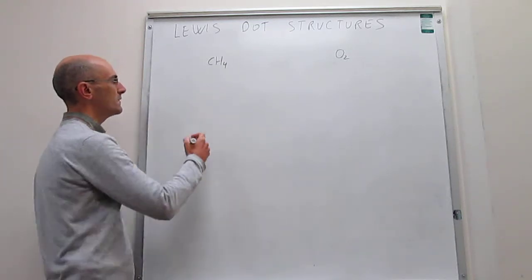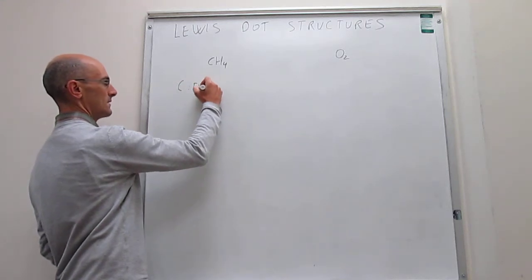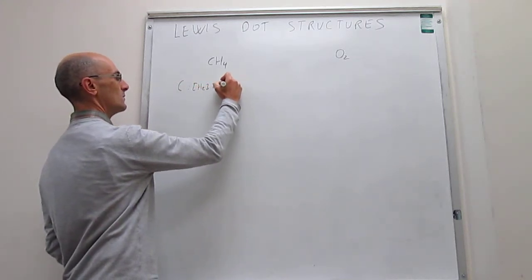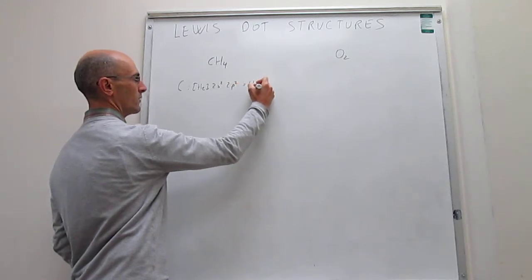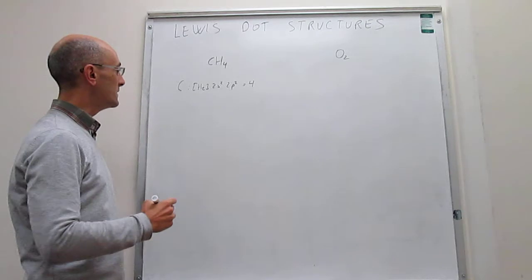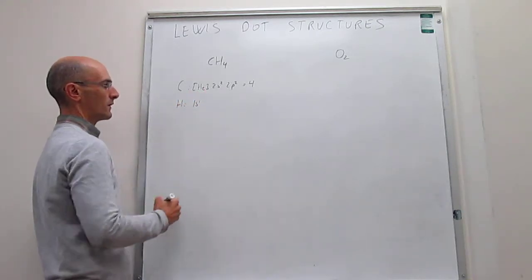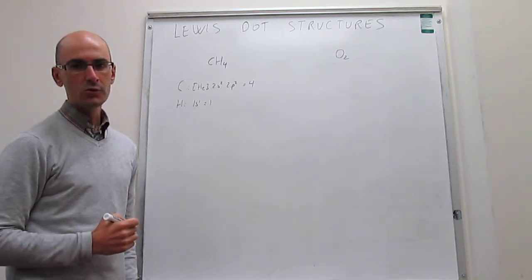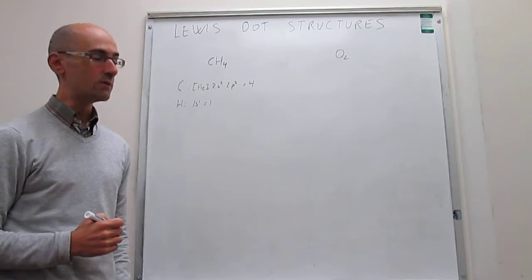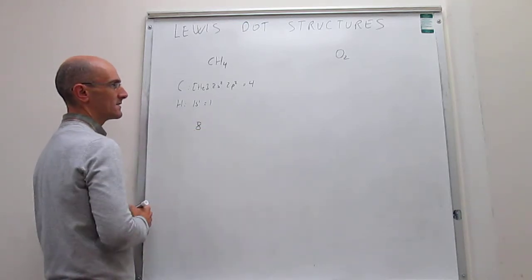So you come to methane and see what the electronic configuration of carbon is, and that is helium 2s2 2p2. That means that carbon contributes 4 valence electrons. Then you have hydrogen, which is a 1s1 electronic configuration. That means that you have 1 valence electron. So the total number of valence electrons in the molecule for the case of methane is 8.